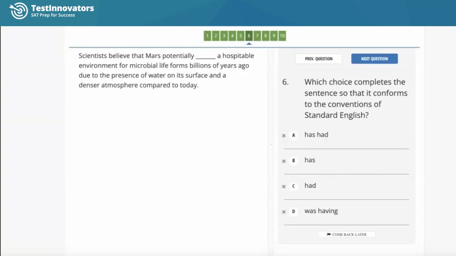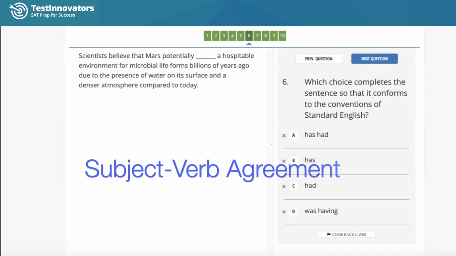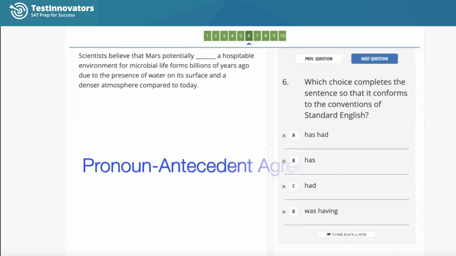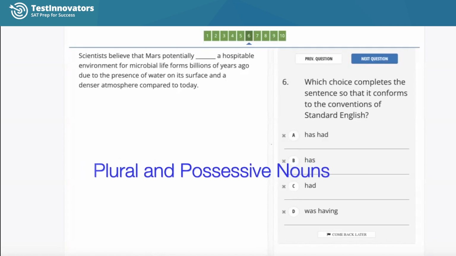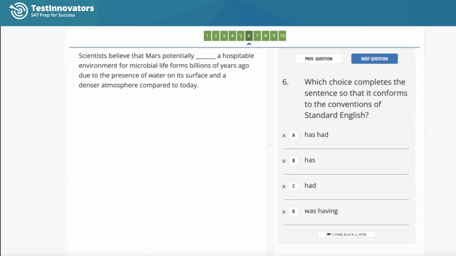Today we are going over a form, structure, and sense question, which is part of the Standard English Conventions category domain. For form, structure, and sense questions, we have a number of subcategories, including subject-verb agreement, pronoun-antecedent agreement, verb forms, subject-modifier placement, and plural or possessive noun forms. Any of these given subcategories can appear in a digital SAT question.